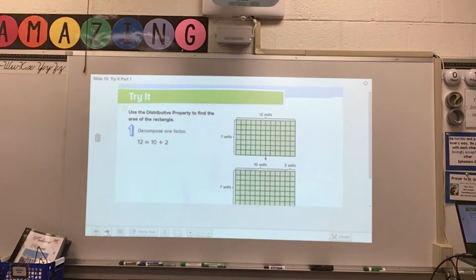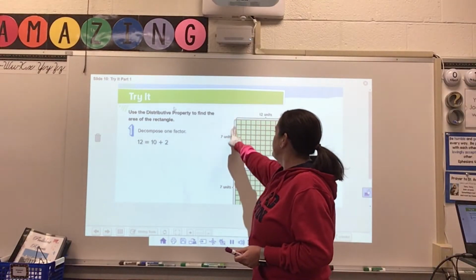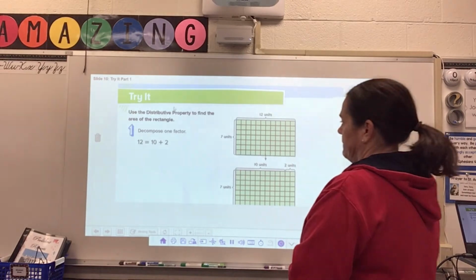All right, on the next page, so now we are going to be looking at page 292. So if you're following along in your book, make sure you are looking at page 292. And we are going to use the distributive property to find the area of the rectangle. So the rectangle that we have is 12 units across the top and 7 units across the side, okay?